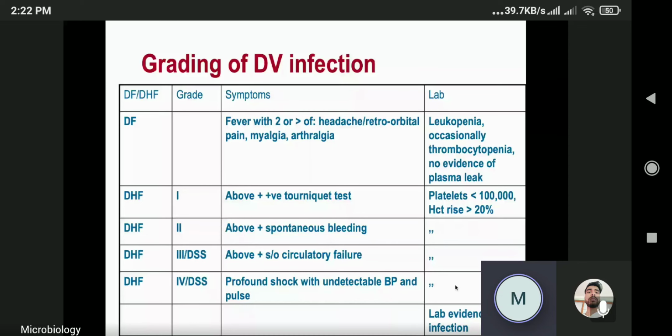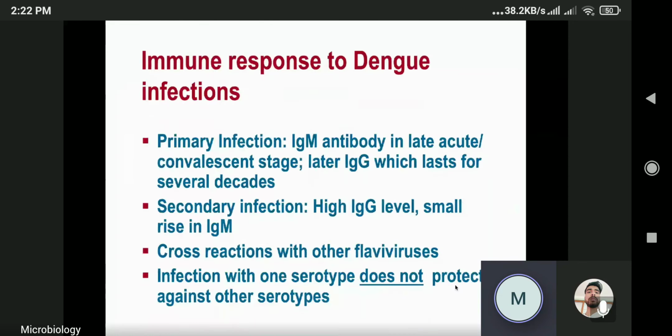Now, immune response to dengue infection, as I have already mentioned, in primary infection, IgM antibody forms in the late acute, convalescent stage. Later IgG will form and it lasts for several decades. And this antibody is protective for the same serotype, not for others. In secondary infection, there is a high immunoglobulin level and a less marked rise in the antibody. You must remember this antibody is protective for the same serotype, but not for others.